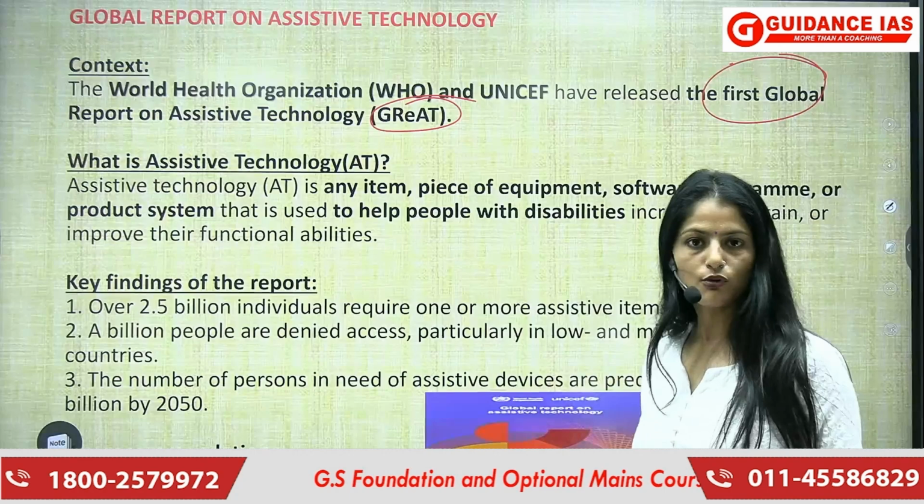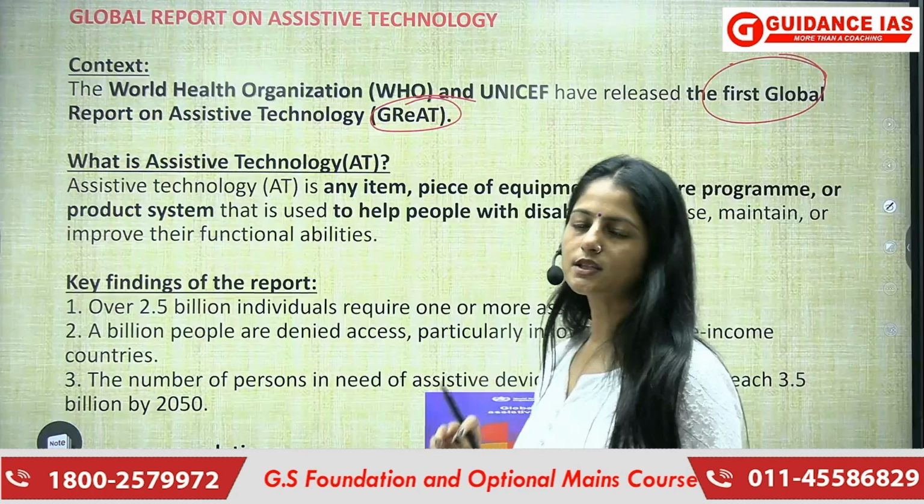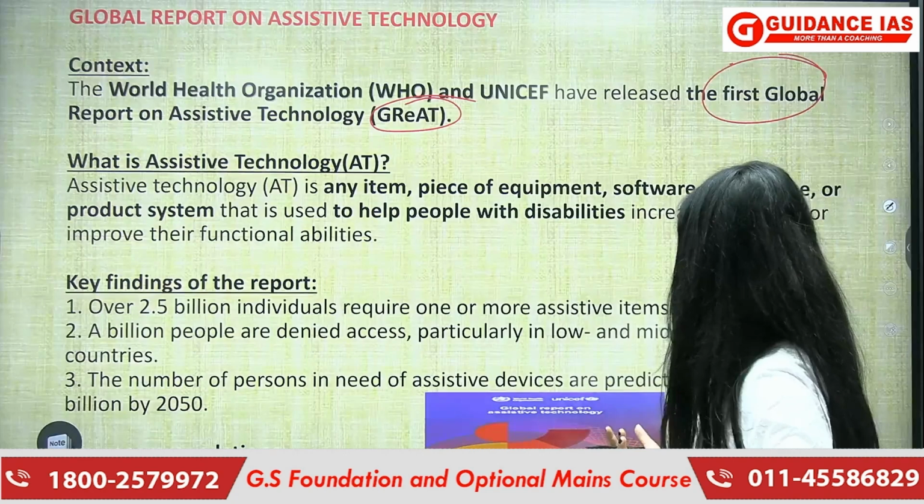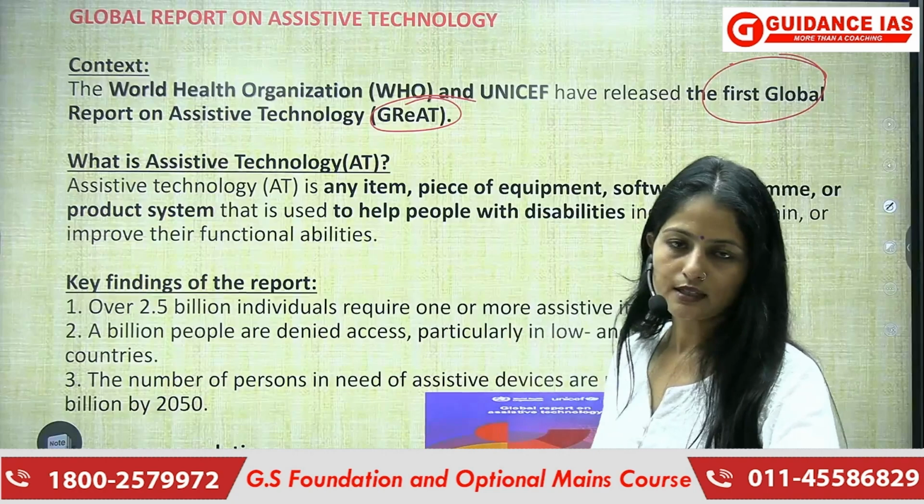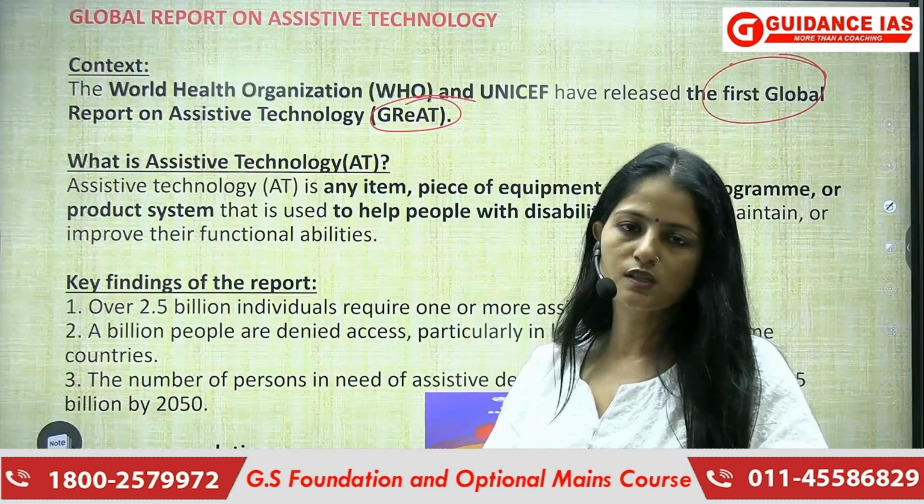Aur ye pehli report hai, isliye bhi important ho jati hai. What is assistive technology? We all know ki bahut sare old people mein bahut sari disabilities hoti hain, right? Unhi disabilities ko cure karne ke liye we came up with this assistive technology. What is exactly assistive? So as the name indicates, it is to assist the old people in their disabilities.